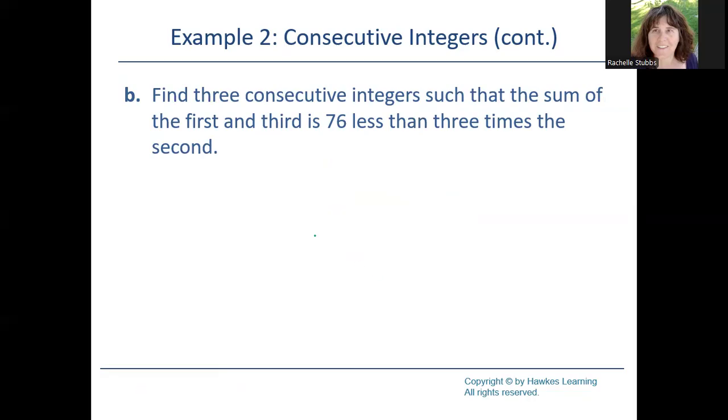Find 3 consecutive integers. Does it say odd or even? No. It just says that I'm looking for 3 and they're consecutive. So I'm looking for n, n plus 1, and n plus 2. Those are my 3 numbers. First, second, and third. Such that the sum of the first and the third is 76 less than, that's going to go in the second place position, 3 times the second. Well, 3 times the second is n plus 1.